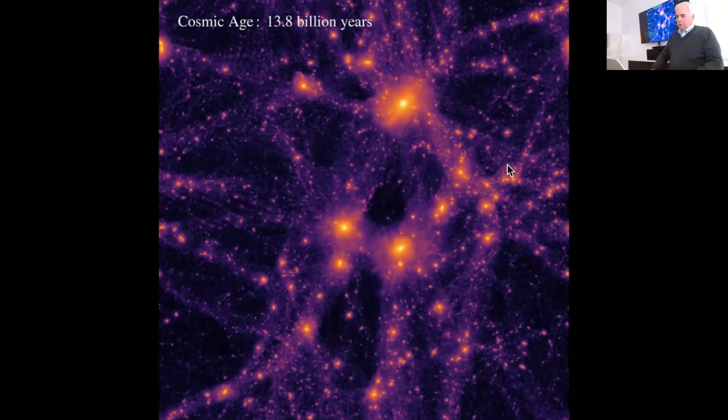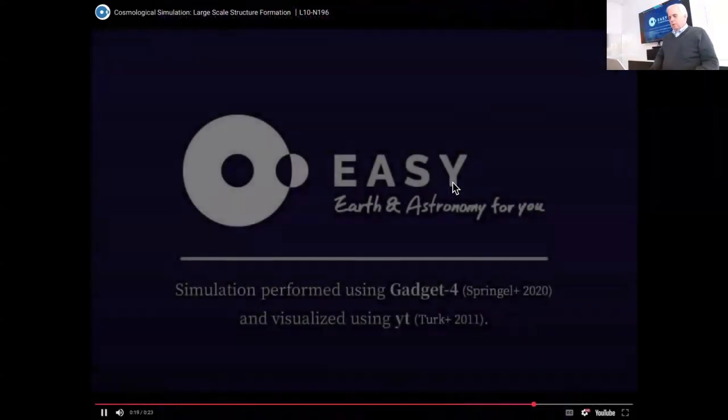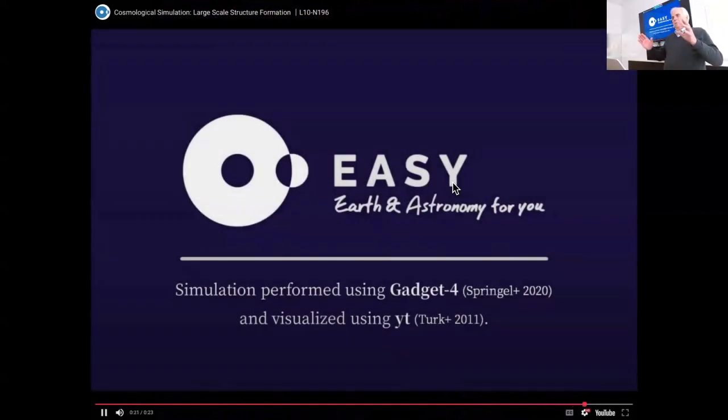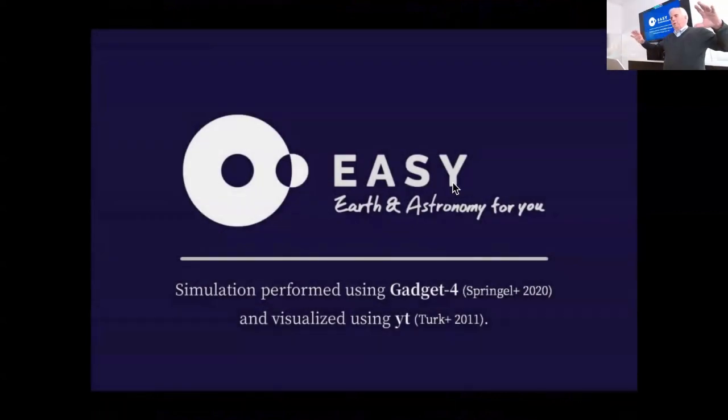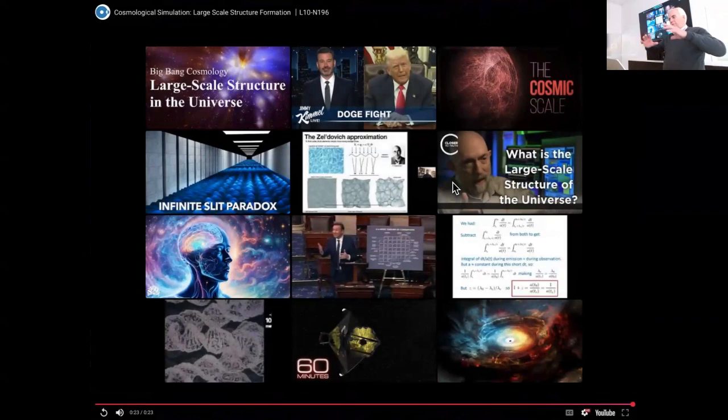Okay, so let me show that again. At the early part, when the universe began, we think it was pretty smooth. Then with the action of gravity and the expansion of the universe, we form these.